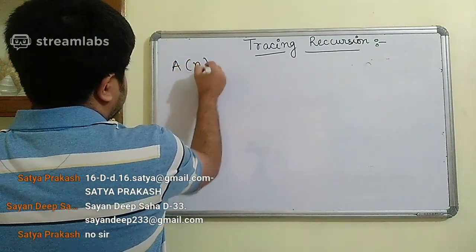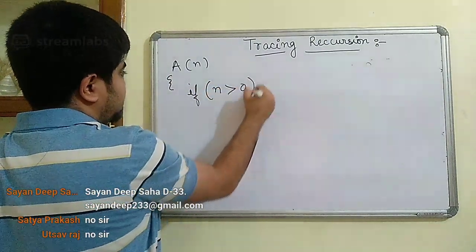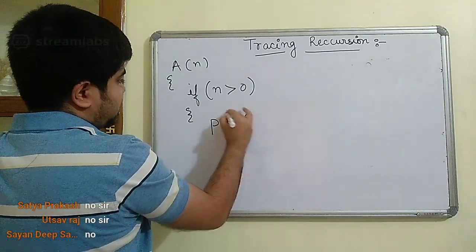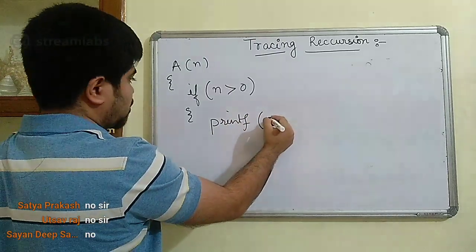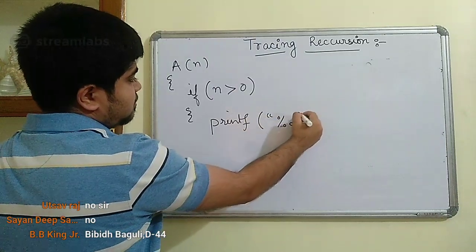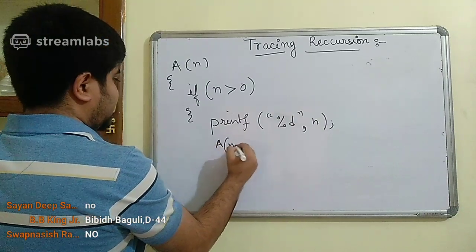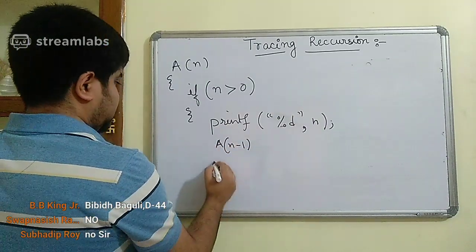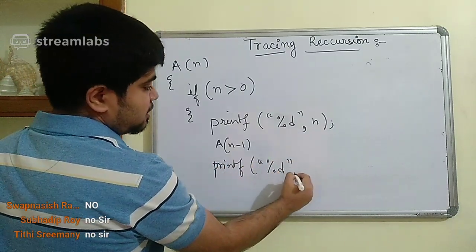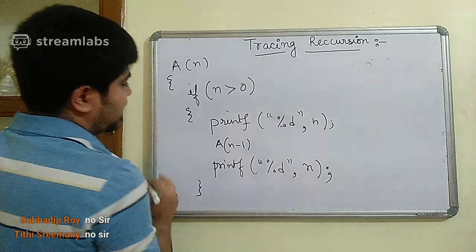A of n, if n greater than equal to 0, printf, I am not specifying anything, I am just giving a shortcut for now, mod d, n. Then a of n minus 1, then again printf mod d n, and finally we have this.